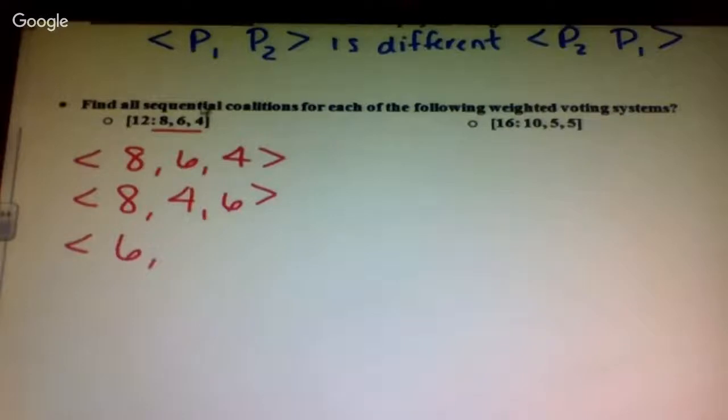Now move on to your next number. 6 can go in front. I can do 6, 4, 8 and 6, 8, 4.